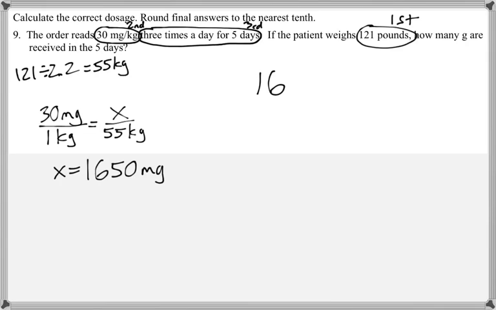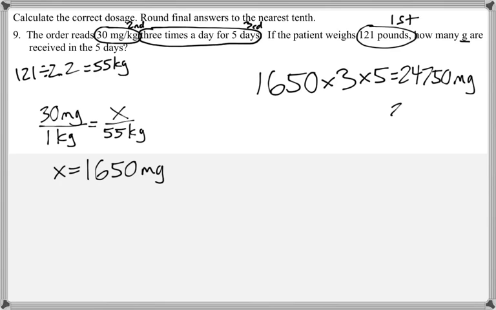So I'm taking the 1,650, multiplying it by 3 because it's 3 times a day, and then multiplying it by 5 because it's 5 days. And that's going to get you 24,750 milligrams. But then again, they want how many grams. So I need to move my decimal place over. And they want the final answer rounded to the nearest tenth. So this will be 24.8 grams.